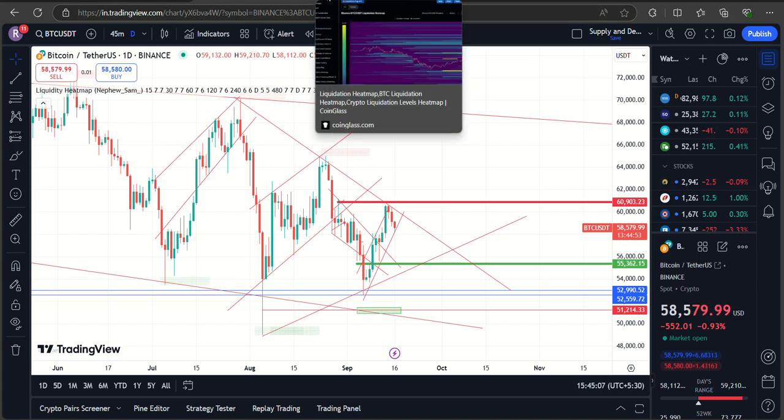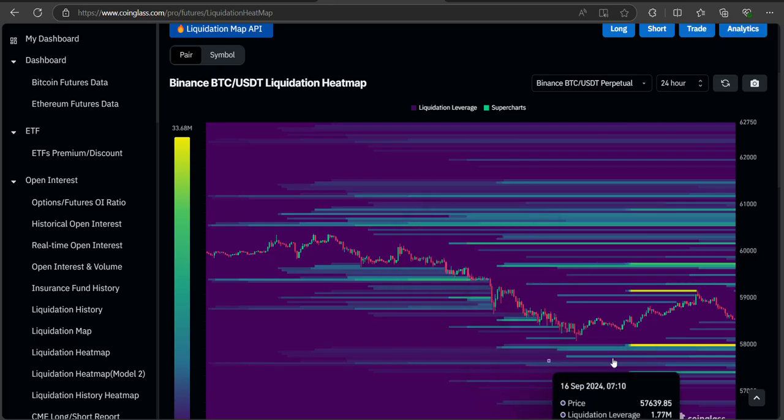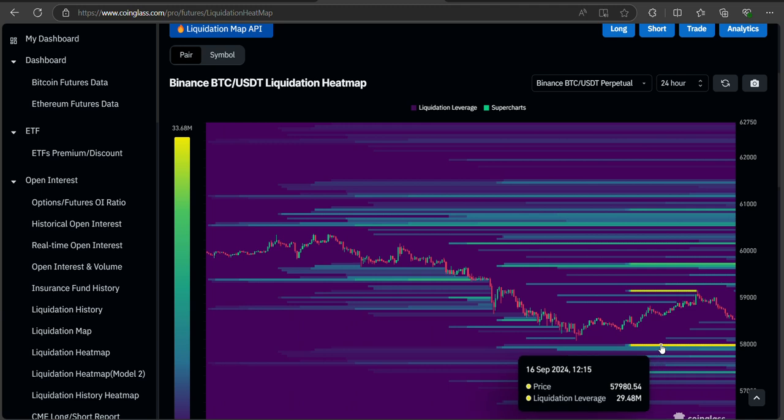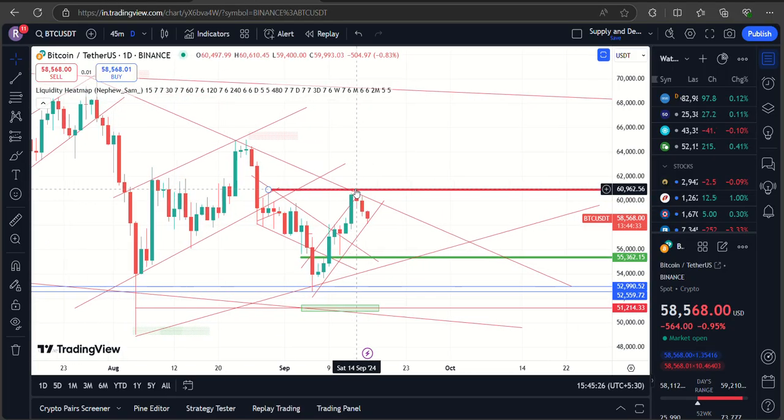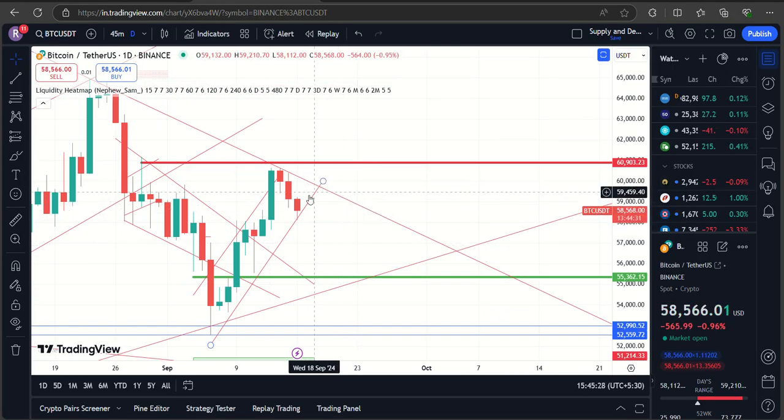Let's see the liquidation. We have a large liquidity around 57,900, 980 around. So maybe if there is a shadow, it may go around 57,800. But it looks like right now we are hanging around this specific range, which is 58,007 to 800.